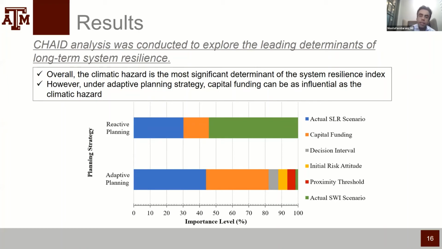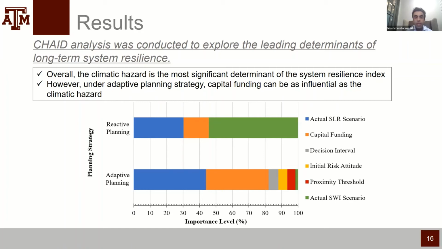So, for example, we can here see the difference between the importance of different parameters in decision making, in adaptive planning and reactive planning. As you can see, in reactive planning, the outcome of the performance of the system is more governed by how much saltwater intrusion we have, the actual saltwater intrusion scenario. But you can see that the effect of actual saltwater intrusion scenario is minimized in the adaptive planning. When we are planning adaptively, we are one step ahead of the state of nature. And regardless of what happens, we already have measures in place so that we can reduce the impact of that parameter on the overall performance of the system.